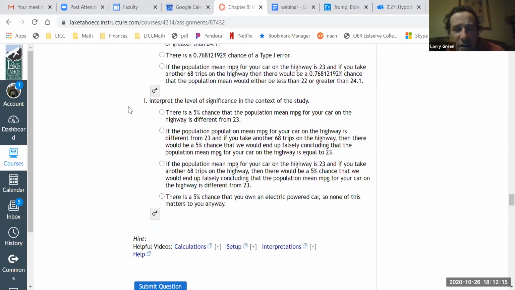Okay, now let's interpret the level of significance, which is that 5%. There is a 5% chance the population miles per gallon in your car is different from 23. If the population mean miles per gallon in your car on the highway is different from 23, and if you take another 68 trips on the highway, then there would be a 5% chance that we'd end up falsely concluding the population mean miles per gallon for your car on the highway is equal to 23.